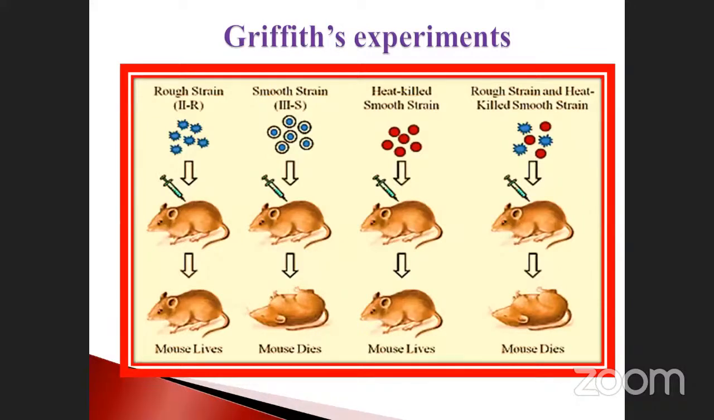When the rough strain is injected, the mouse lives. When the smooth strain is injected, what happened? The mouse dies. This is basic. After the smooth strain was heat-killed, the mouse is alive. Now the rough strain is not heat-killed. Note it down, my dear. When rough strain plus heat-killed smooth strain are injected, the rough strain's DNA molecule transfers into the killed smooth strain. So the smooth strain effect will be expressed in the result. You got it now?